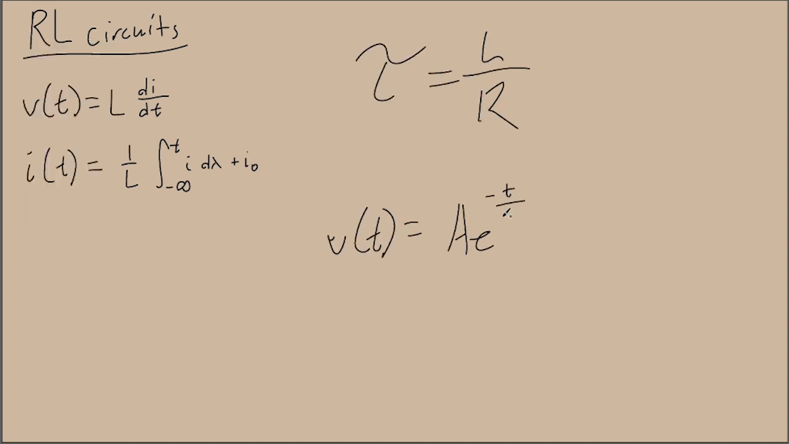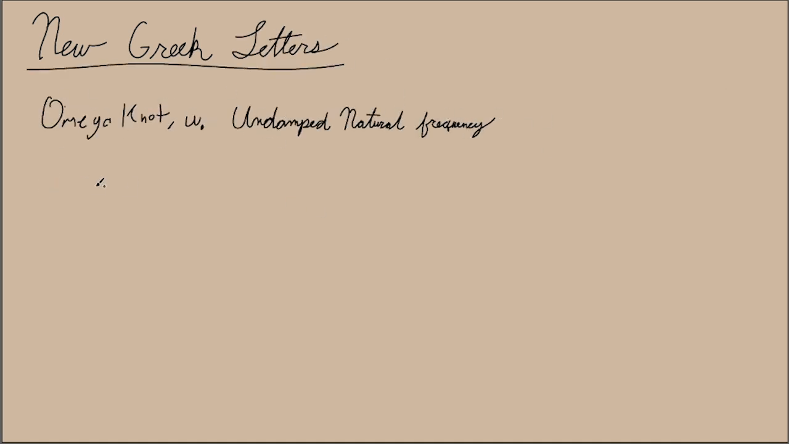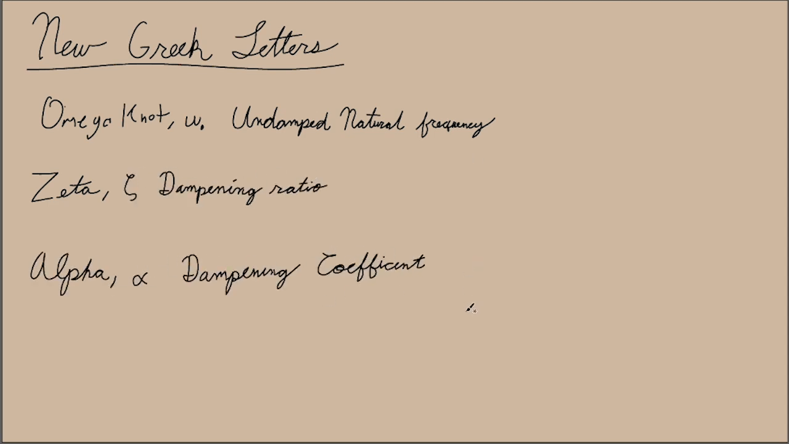RLC circuits are a pain, so I went through one after this attempted explanation. But first we have some new Greek letter definitions. Omega naught is your undamped natural frequency, zeta is your dampening ratio, and alpha is your dampening coefficient. The values for these change based on how you solve your RLC circuit.